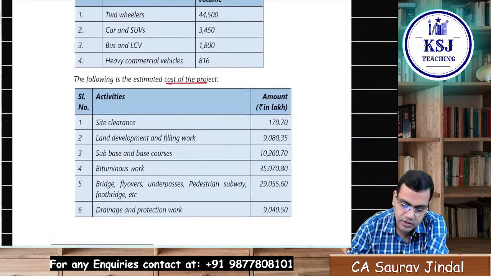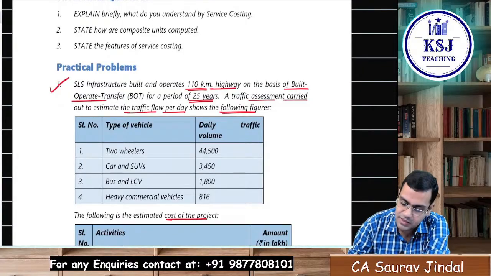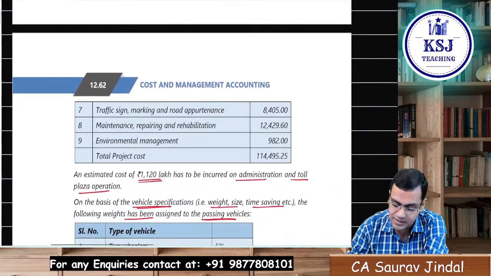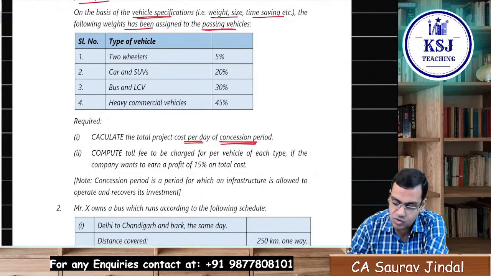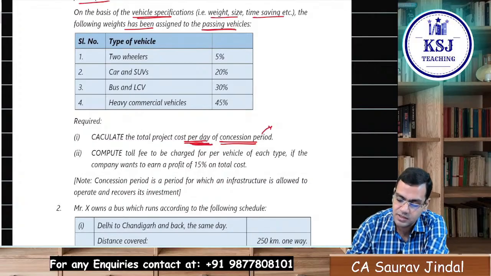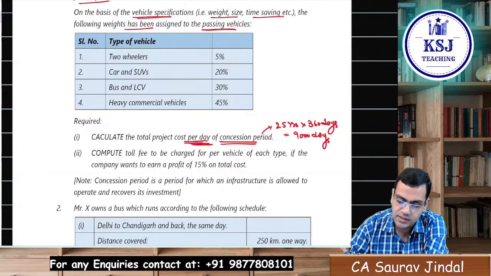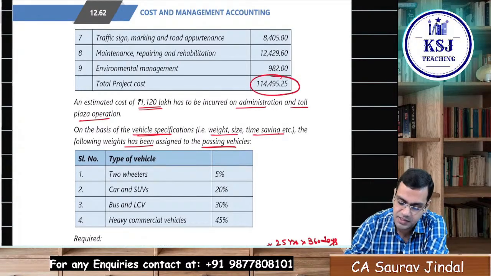So what is the concession period here? He says the concession period is 25 years. He says you have to calculate the cost per day of concession period. So how many days will be there in the concession period? 25 years multiplied by 360 days or 365 days. 25 multiplied by 360, that is 9,000 days. What is the cost? Cost is given to you, this plus 1120.